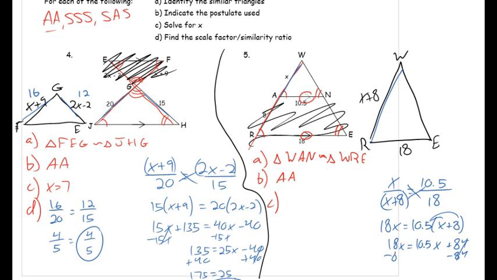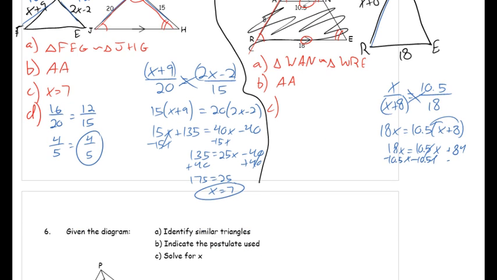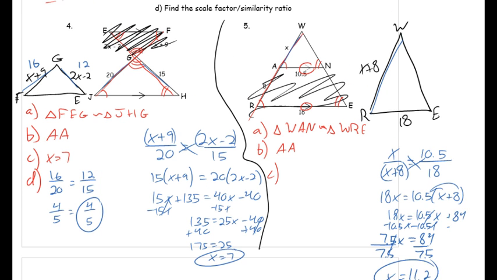Subtract 10.5x from both sides. And we have 7.5x equals 84. Divide both sides by 7.5. And we get 11.2. There's your x.